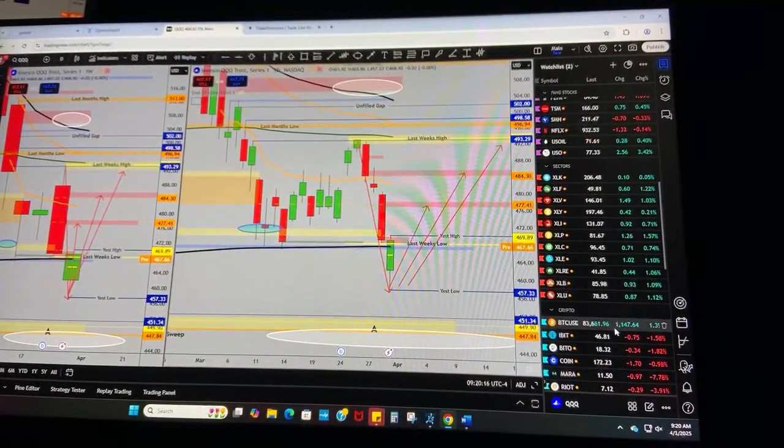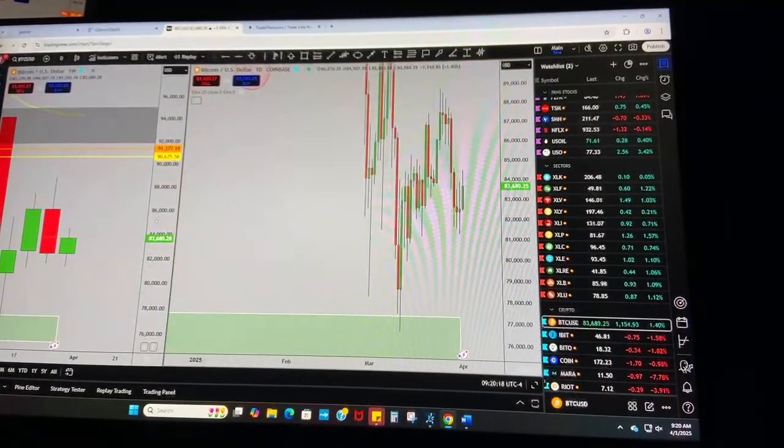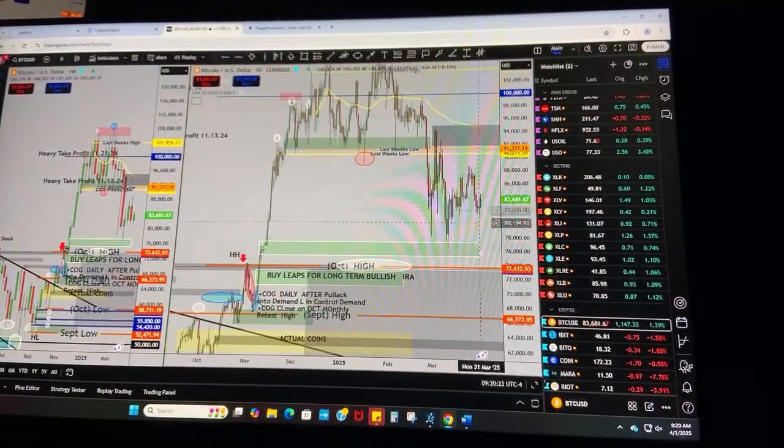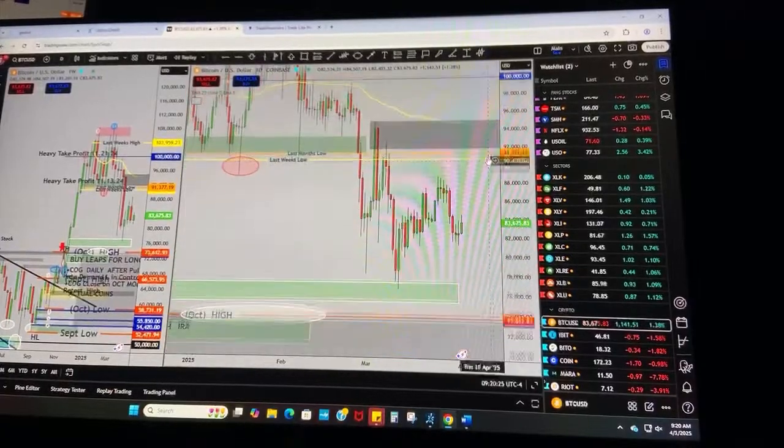All right. Bitcoin hovering, it needs to move out of this mid-range here, but go lower. I want Bitcoin lower. Go lower, go lower, so I can just buy more.